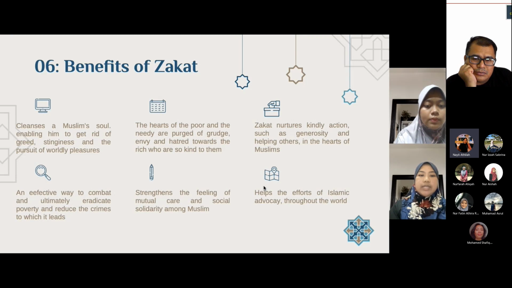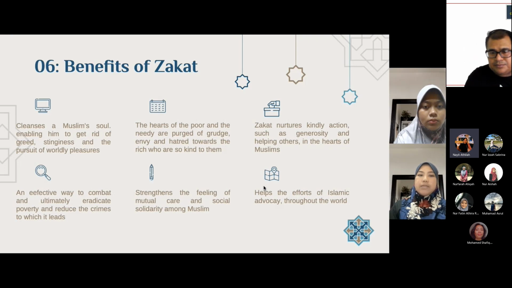Fourth, zakat is a sure and highly effective way to combat and ultimately eradicate poverty and reduce the crimes to which it leads, such as theft and bloodshed. Fifth, it strengthens the feeling of mutual care and social solidarity among Muslims because it helps to meet the needs of all people in society. And lastly, zakat helps the effort of Muslim advocacy throughout the world. It makes Muslims better aware of what their faith requires of them and show non-Muslim the merits of Islam and the Islamic way of life.